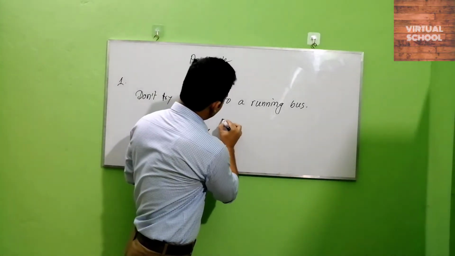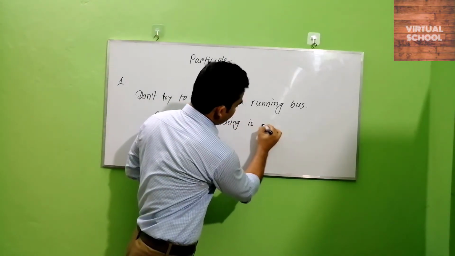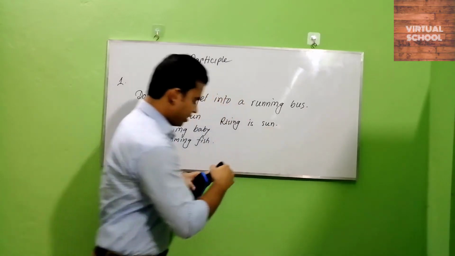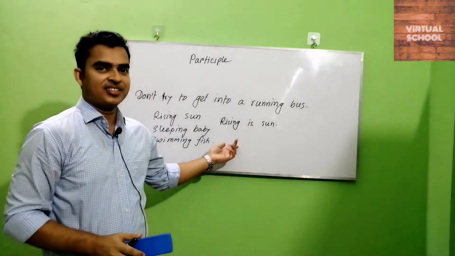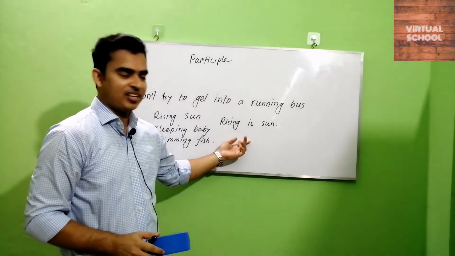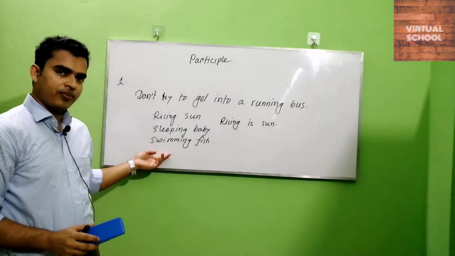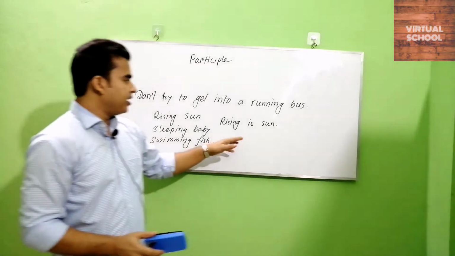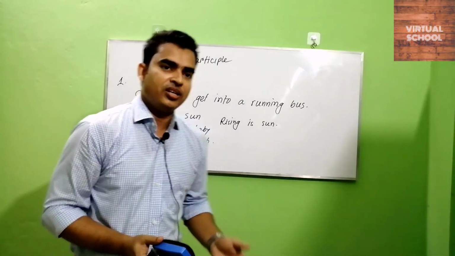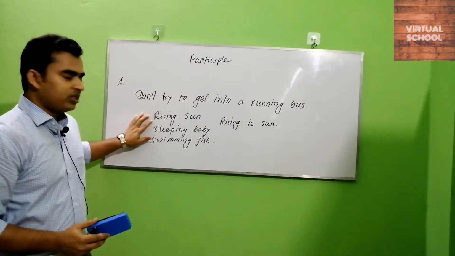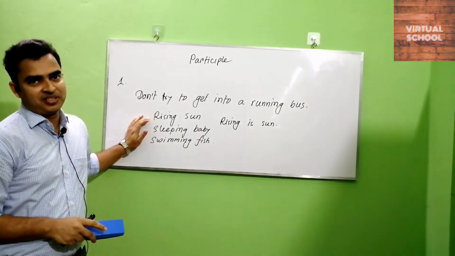Like, rising is sun. And read out from the right side. Here, sun is rising. Sun is rising. Baby is sleeping, fish is swimming. After using an is between these two words, if we get a correct meaning, only then we can say that the part with ing is an adjective and a present participle.